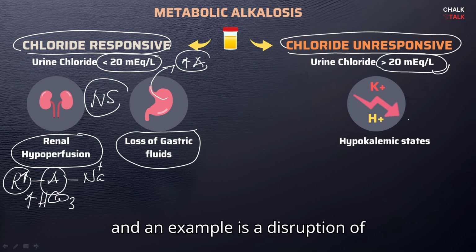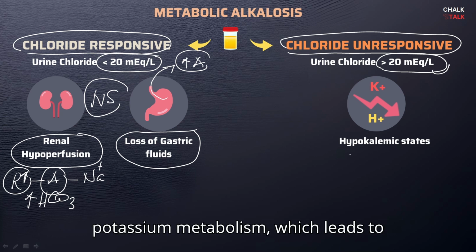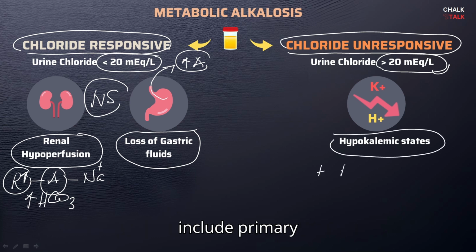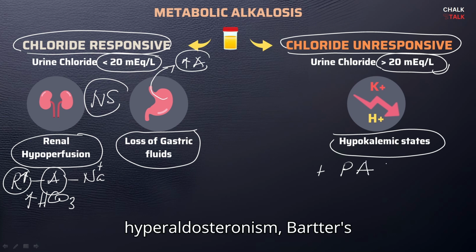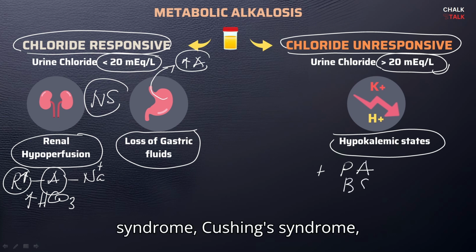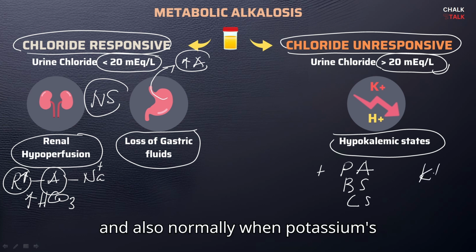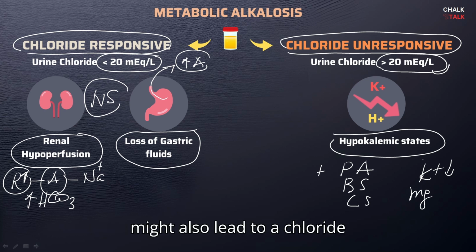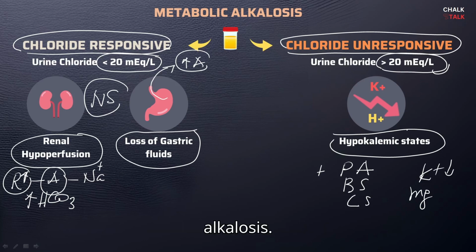An example is a disruption of potassium metabolism, which leads to hypokalemic states. Examples may include primary hyperaldosteronism, Bartter syndrome, Cushing's syndrome, and also normally when potassiums decrease, they might decrease with the magnesium. And so a low magnesium state might also lead to a chloride unresponsive metabolic alkalosis.